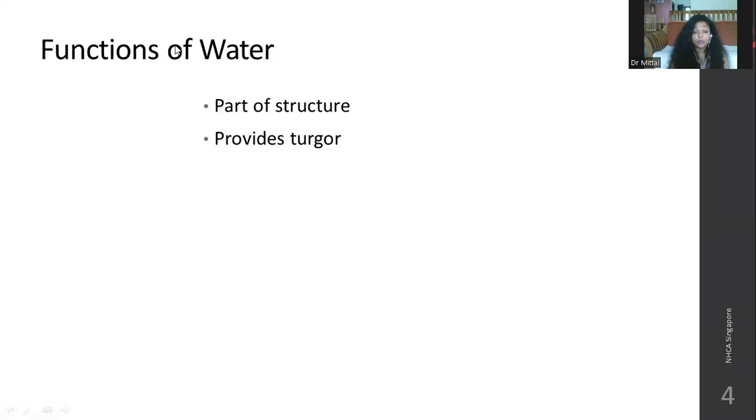So water provides turgor. It gives that fullness wherever it is present. It acts as a solvent. We all know that water is considered a universal solvent. Specifically, electrolytes have to dissolve in water. That's the major principle of the electrolytes' existence.